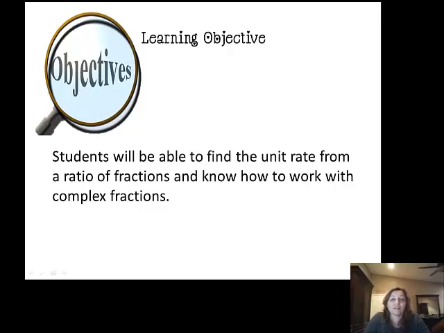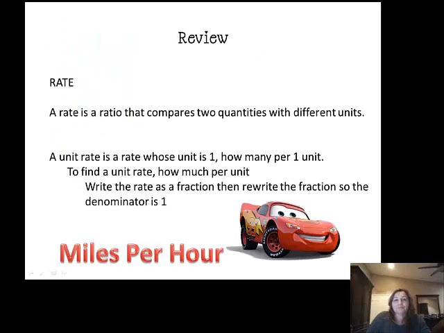The learning objective for today: students will be able to find the unit rate from a ratio of fractions and know how to work with complex fractions. In order to do this, we need to review what a rate is. A rate is a ratio that compares two quantities with different units. Miles per hour, feet per second, dollars per pound. Those are different rates, or different units. There's a comparison of two quantities with different units, and that's what a rate is.